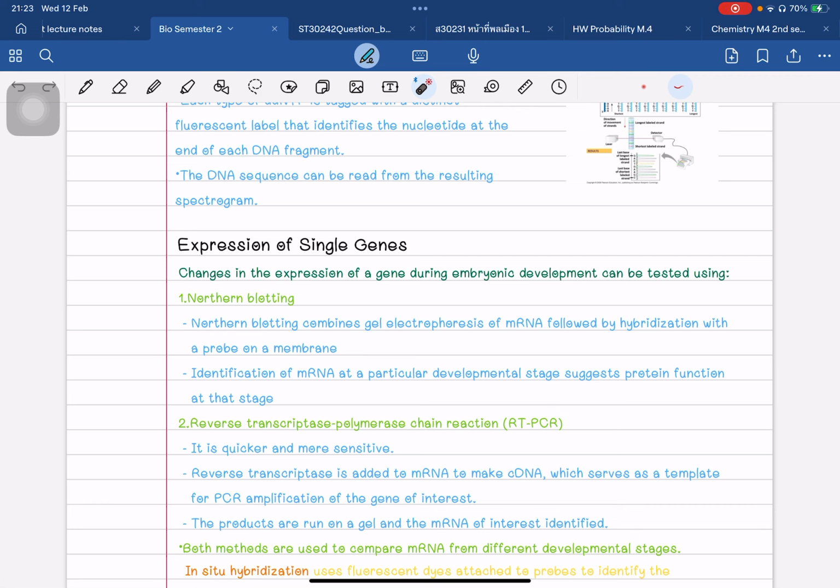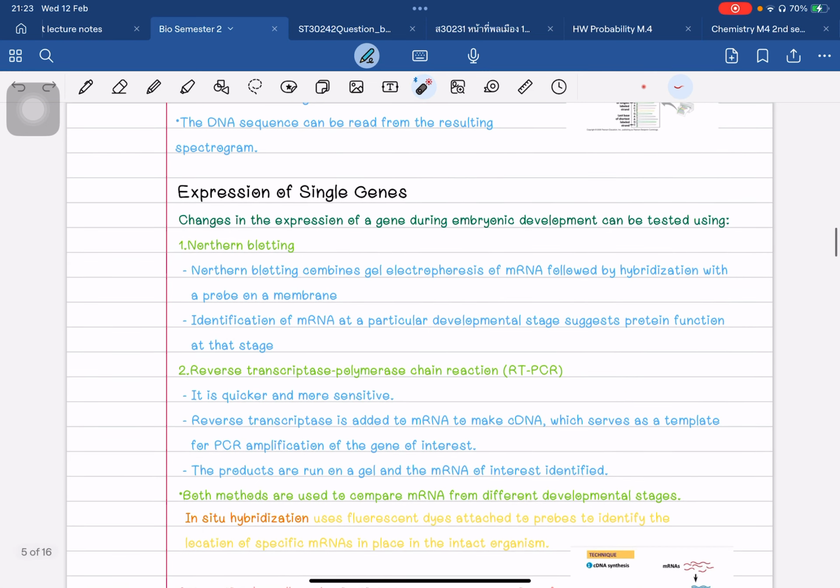Two is reverse transcriptase polymerase chain reaction, or RT-PCR, which is quicker and more sensitive. Reverse transcriptase is added to the mRNA to make cDNA, which serves as the template for PCR amplification of the gene of interest. The products are run on the gel and the mRNA of interest identified. So both methods are used to compare mRNA from different developmental stages.